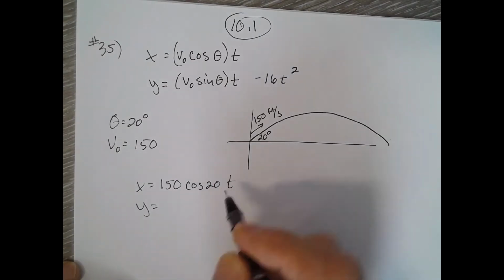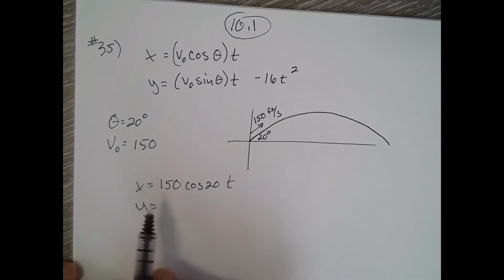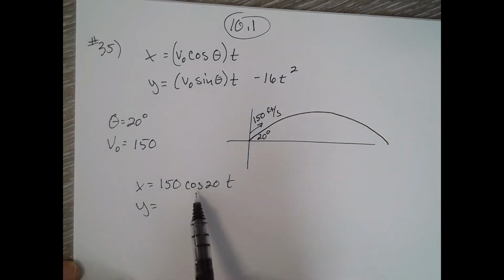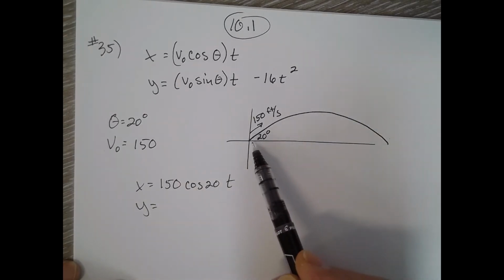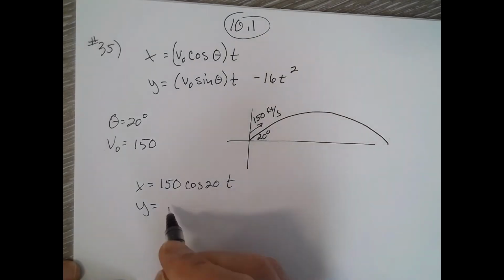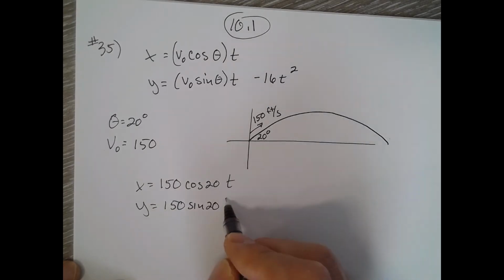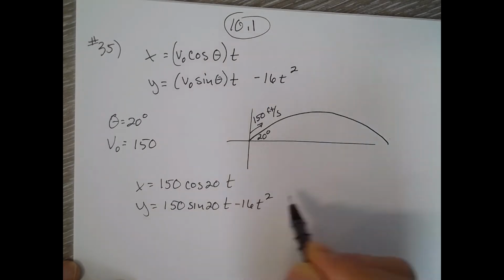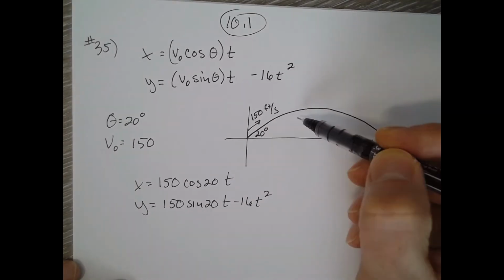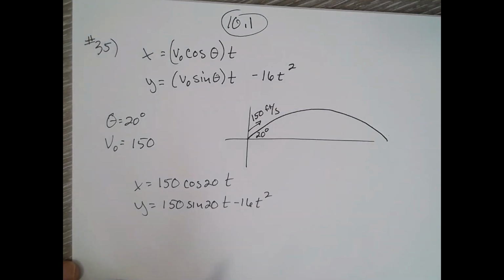So anytime we want to know where it is in the x, the horizontal component, like if you plugged in t equal to 1, after 1 second, where is it horizontally? It would be 150 cosine of 20 units to the right. And then the y is our initial velocity sine of our angle times t minus 16t squared. So if you want to know how high it is after 1 second, you plug 1 in for t, and that's how high up it's going to be at that point.